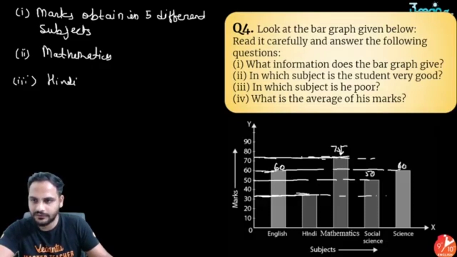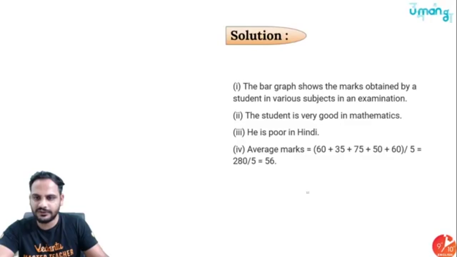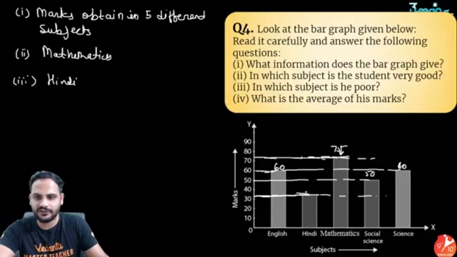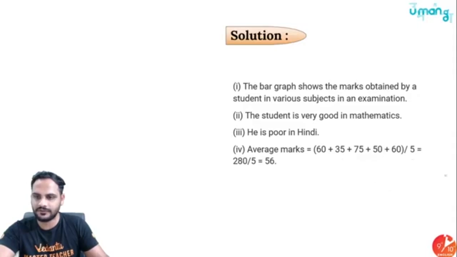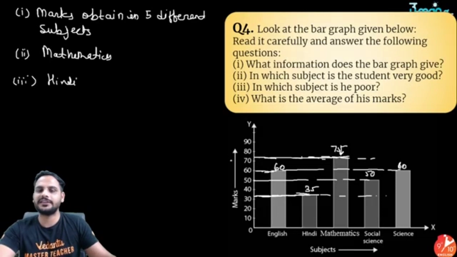I think this is also 60. I think it should be 32. Let us see, 35 it is. Okay, it is in the middle. 35. So 60, 35, 75, 50 and 60. So these are the marks.